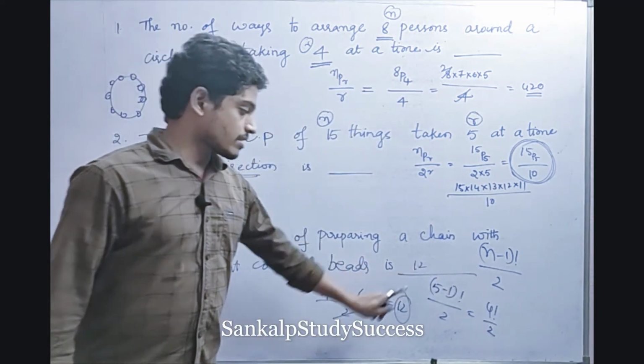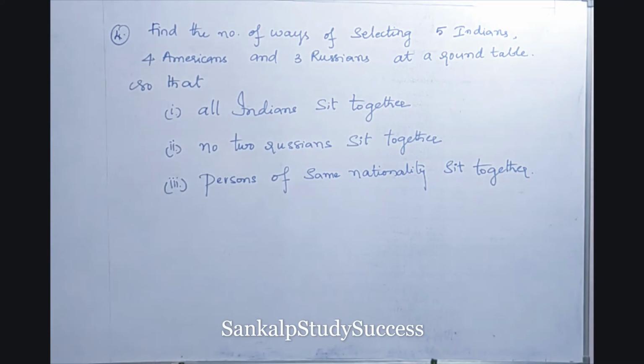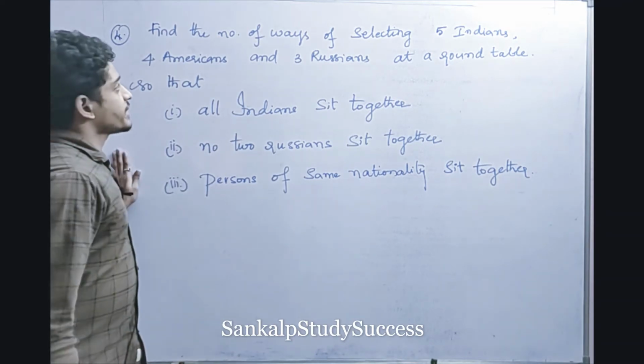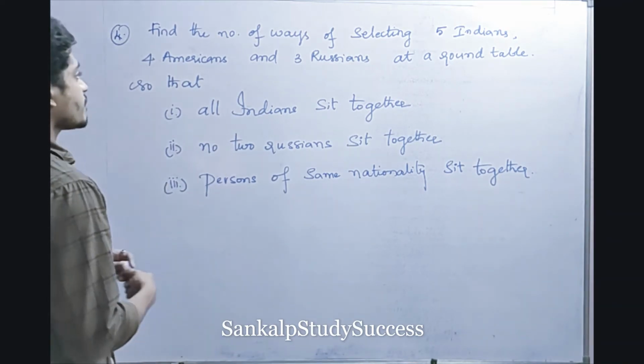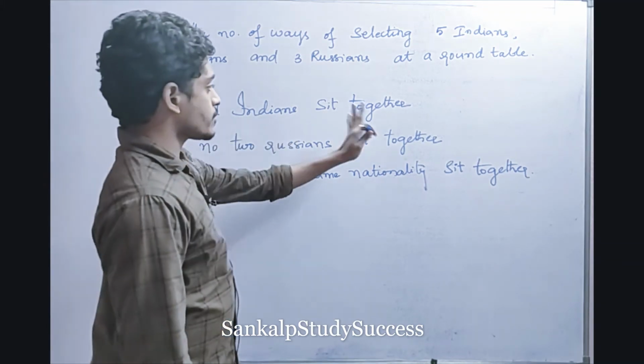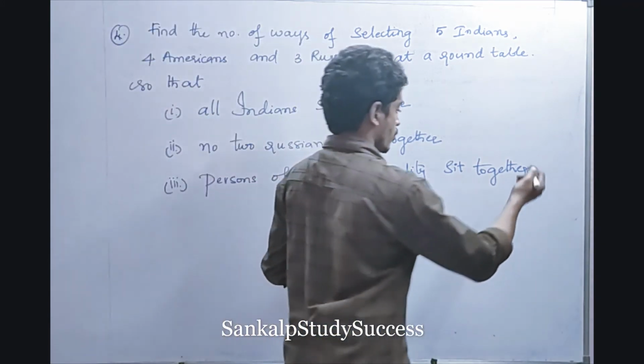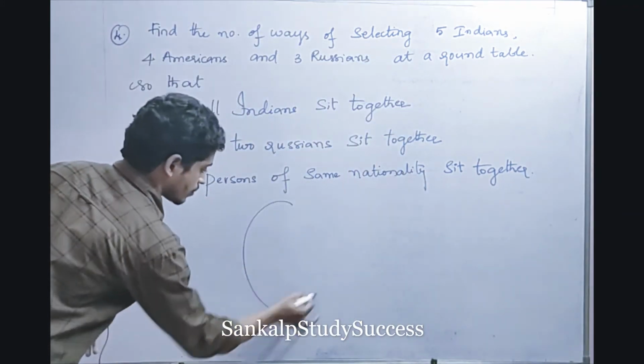So in this way, just remember the formulas, apply the formulas in the questions and you will get the answer. Okay friends, now such a beautiful question it is. Find the number of ways of selecting 5 Indians, 4 Americans and 3 Russians at a round table so that all Indians sit together, no 2 Russians sit together, persons of same nationality sit together. So there is a round table conference going on.